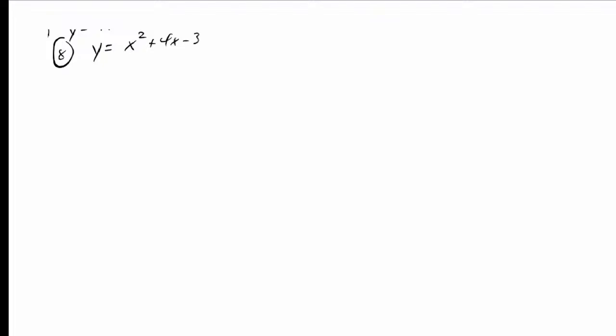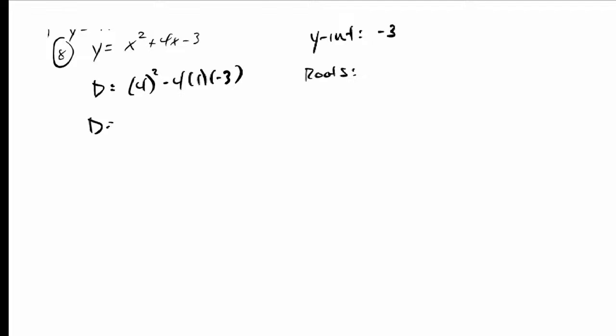All right, so for number 8 here, the y-intercept should have been minus 3. That's easy enough to find. The x-intercepts, or I should say my roots. Quick discriminant check on this, I think I made all of these. This is 16 plus 12. You end up getting 28. So I'm going to have to use the quadratic formula.